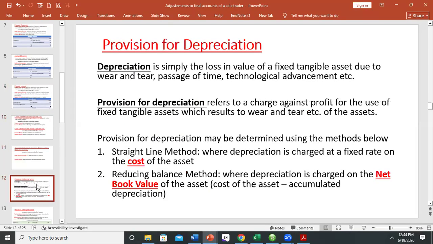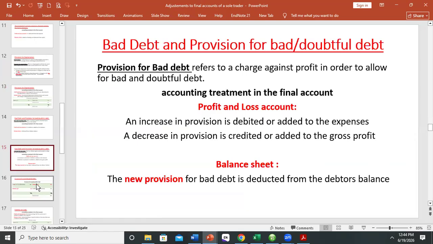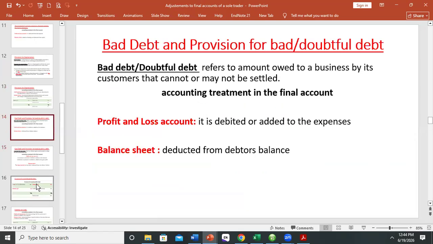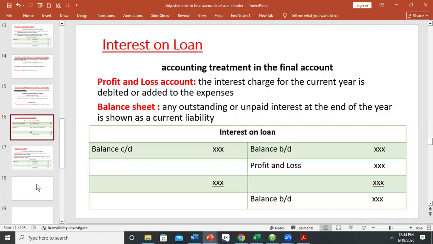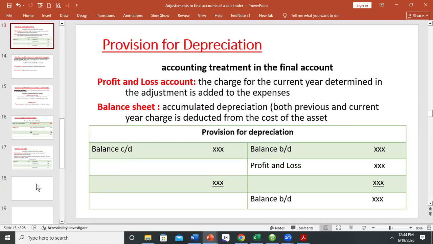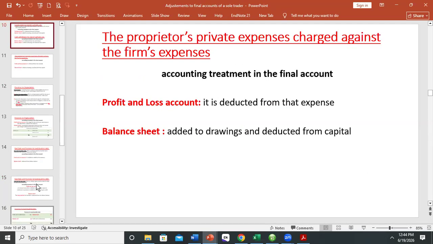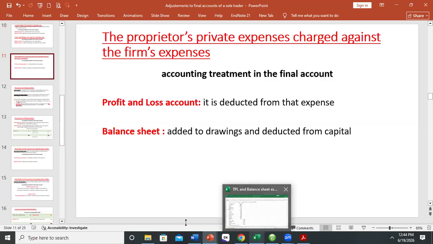Now we are moving closer to bad debt, provision for bad debt, and provision for depreciation. But before we go there, let me see if I can give you something to make you appreciate what we are doing. So let me check. Particular demonstration.